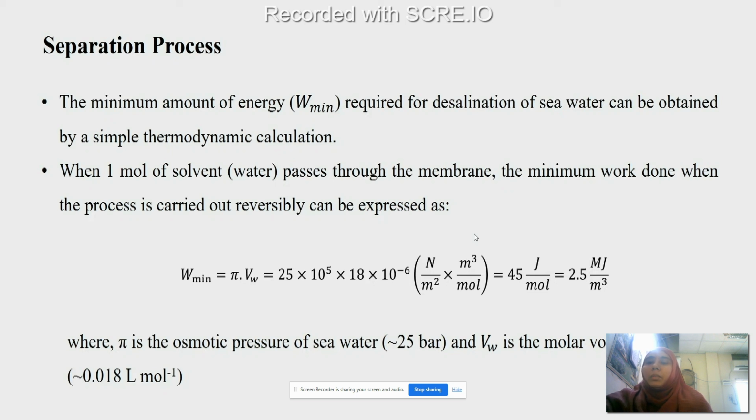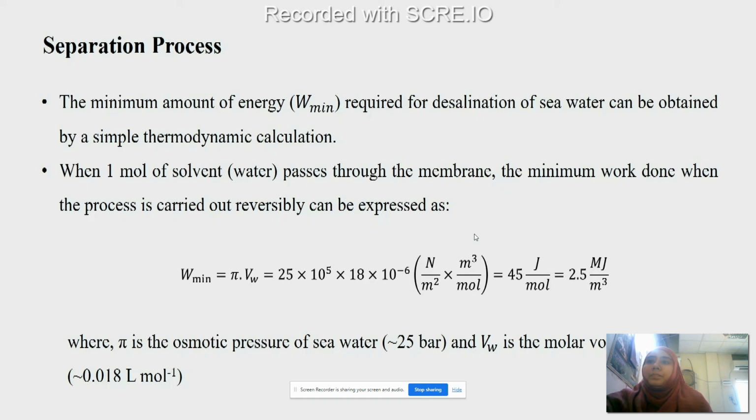So W minimum equals pi into VW, where pi is the osmotic pressure of the seawater, which is approximately 25 bars, and VW is the molecular volume of water, which is 0.018 liters per mole. So you can get 2.5 megajoules per cubic meter.